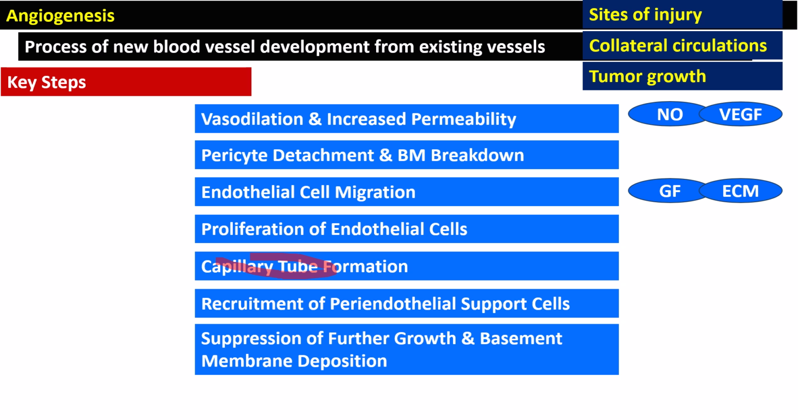Then there is recruitment of peri-endothelial support cells. So the pericytes are the supporting cells for small vessels. Smooth muscle cells are supporting cells for the larger vessels, and then there is connective tissue deposition that stabilizes the vessels.